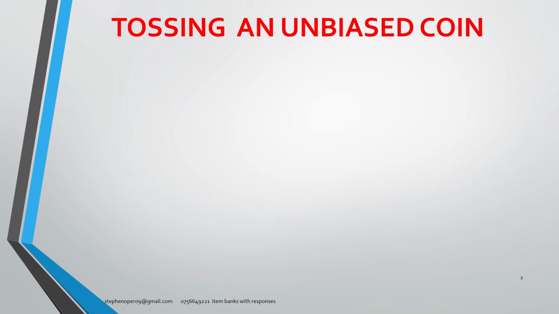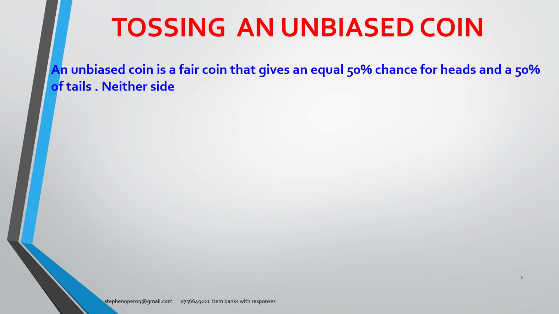So I will start with tossing an unbiased coin. Unbiased coin basically means a fair coin that gives an equal 50% chance of a head and 50% chance of a tail to appear. What does it mean? Neither side is heavier or favored. So it is a fair coin basically if we talk about unbiased.